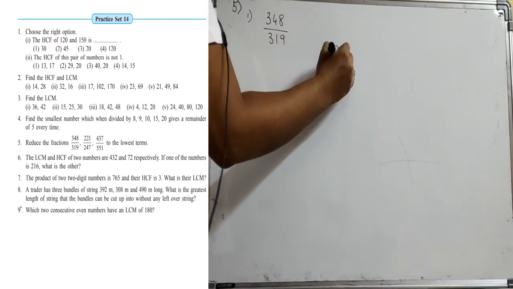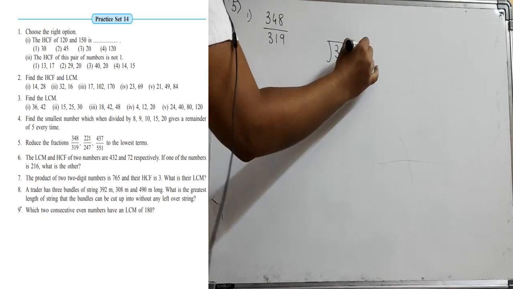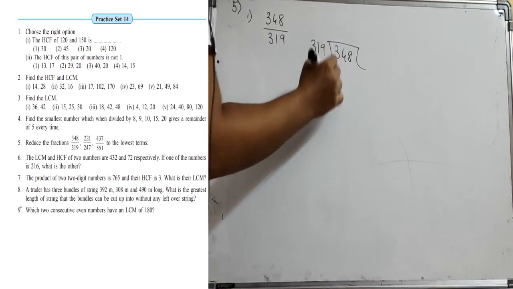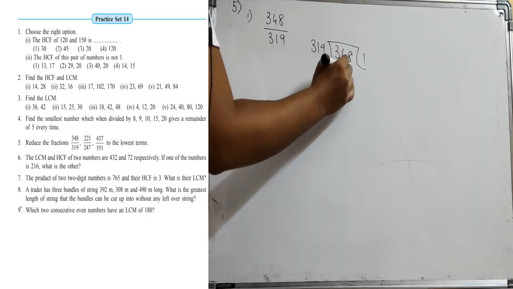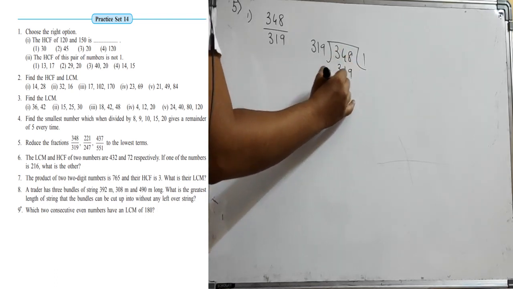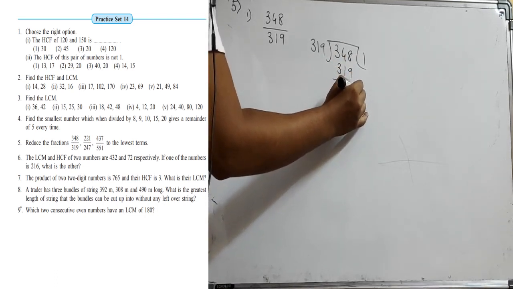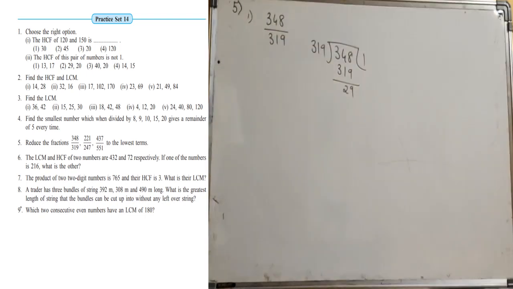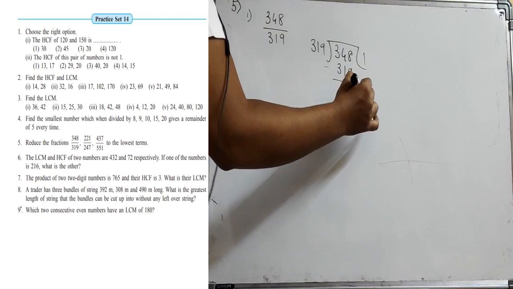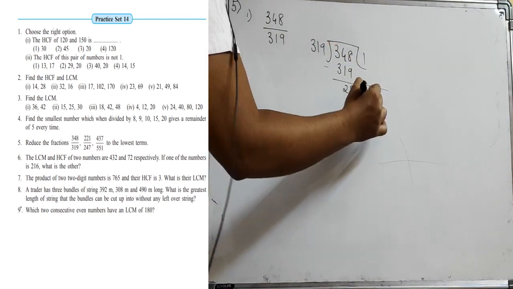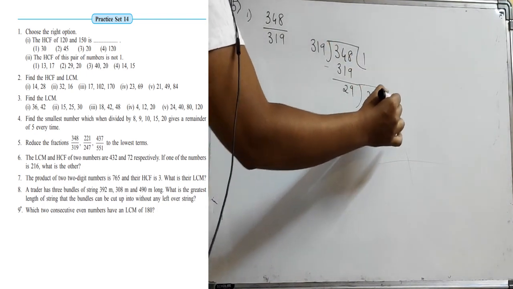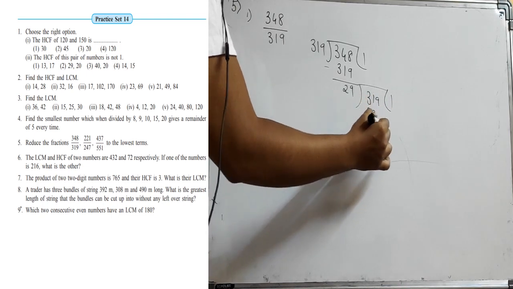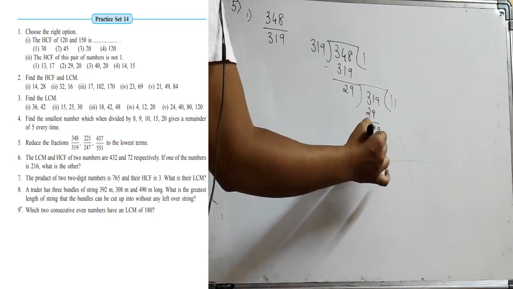So 348 divided by 319. 319 1s are 319. You get remainder as 29. Okay, when you subtract them, the answer is 29. So what are you going to do next? The next thing is you're going to divide 319 by 29. So 29 1s are 29, 29 1s are 29.